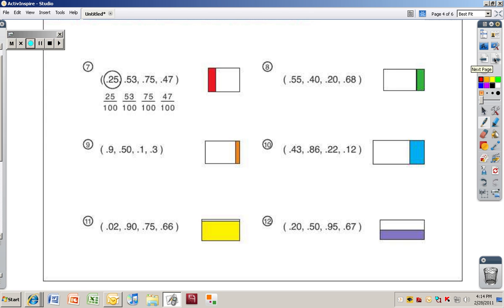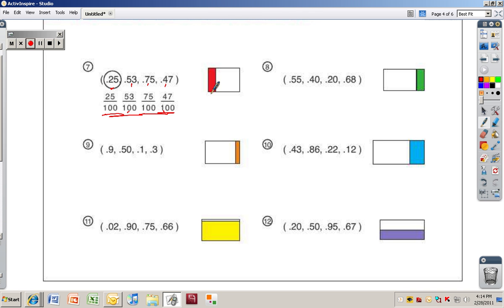All right, so we're going to change each one of these to an actual fraction first before we pick it on this, okay? So on this one, 25/100, 53/100, 75/100, and 47/100. The decimal closest to what this is, 25/100, because that's like 25%.